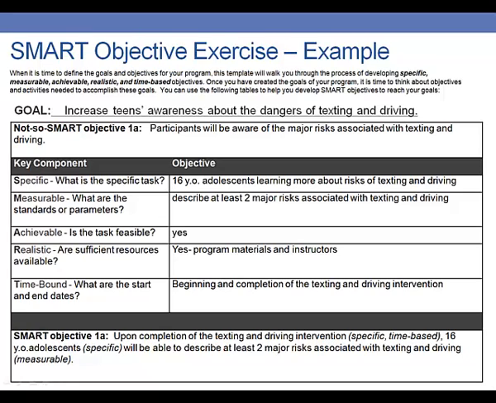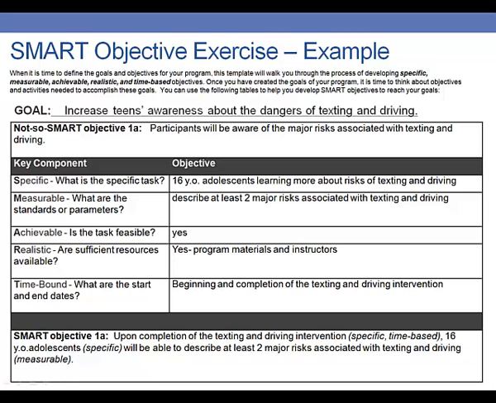So think about this key component, specific. What is the specific task? Our objective could be changed to be very specific: 16-year-old adolescents learning more about the risks of texting and driving. Great. Another key component could be making sure that it's measurable. What are going to be the standards or parameters that we're going to use to make sure that we're reaching this objective? Describing at least 2 major risks associated with texting and driving is an example of a measurable objective.